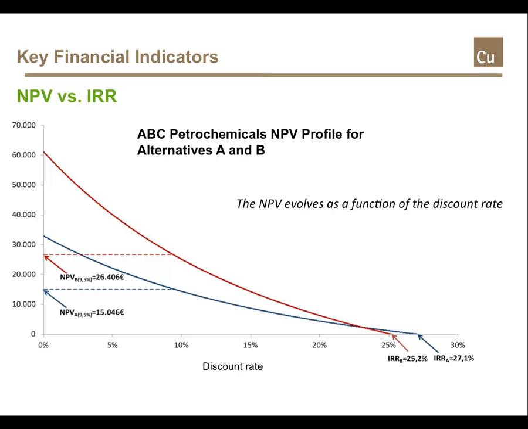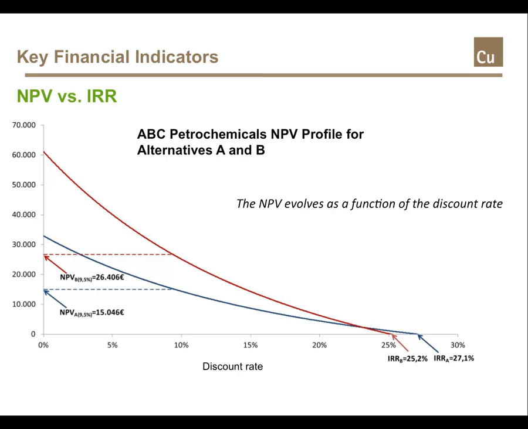That completes our overview of the three main financial indicators. But before finishing, please look at this graph. It illustrates an important weakness in IRR as a decision-making tool. The blue curve is the net present value if the ABC Petrochemical Company, from our example, invested in Alternative A. At 27.1%, Alternative A offers a superior internal rate of return to Alternative B, the red line, which offers an internal rate of return of 25.2%. If you just consider internal rates of return, alternative A is the superior investment.